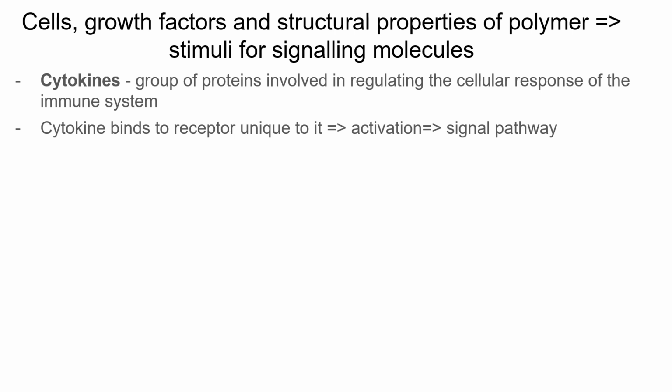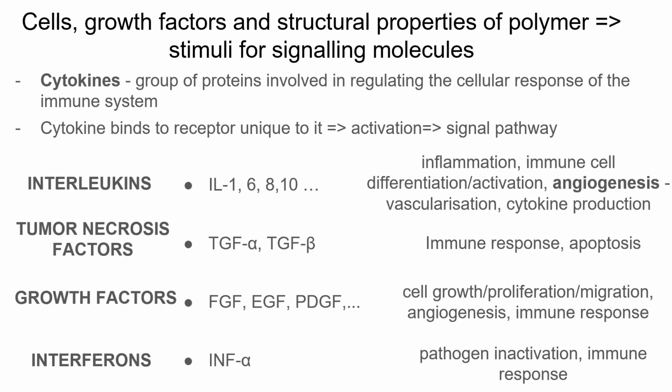The activation of the receptors triggers signaling pathways within the cell, usually with the help of secondary signaling molecules. The result of this pathway is a change in cellular activity, which may be migration, proliferation, as well as releasing its own cytokines. Different combinations of cytokines deliver unique cell behavior. The main types of cytokines are interleukins, tumor necrosis factors, growth factors, and interferons.